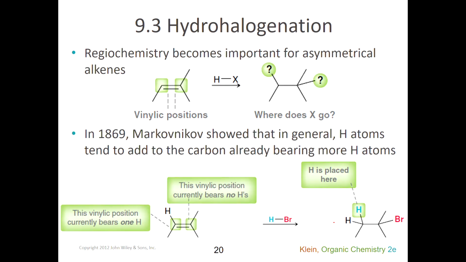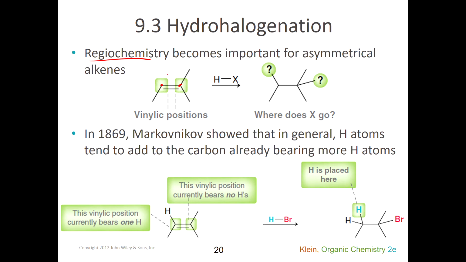But if I don't have that symmetry, it does matter. So I want to talk about the regioselectivity that occurs when I have an asymmetrical alkene where the two carbons involved in the pi bond are not equivalent due to symmetry.